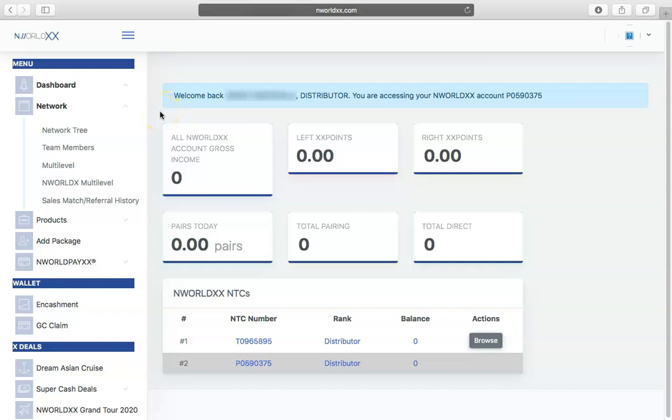Let's talk about our NworldXX network menu. Under the network menu, you can find the network tree, team members, multi-level, NworldXX multi-level, sales match, and referral history. Let's talk first about the network tree.